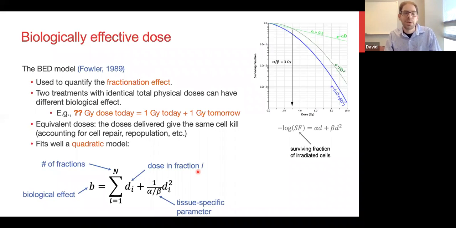And to study this, we first of all need a mathematical model for this fractionation effect, right? We understand that identical physical doses, when they are fractionated, have different effects, but we have to quantify precisely how different these are. So for example, if I delivered 1 gray of dose today and 1 gray of dose tomorrow, that will have some effect. We know that's not the same as just delivering 2 grays of dose today. 2 grays of dose today will have more effect, right? But what's the right number to put here? How much dose today is equal to 1 gray today plus 1 gray tomorrow?